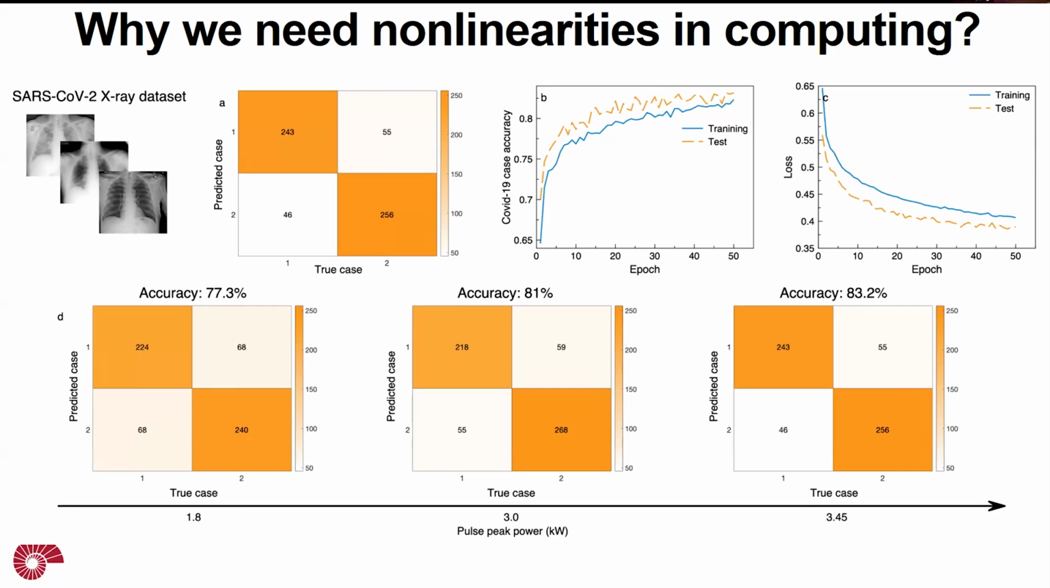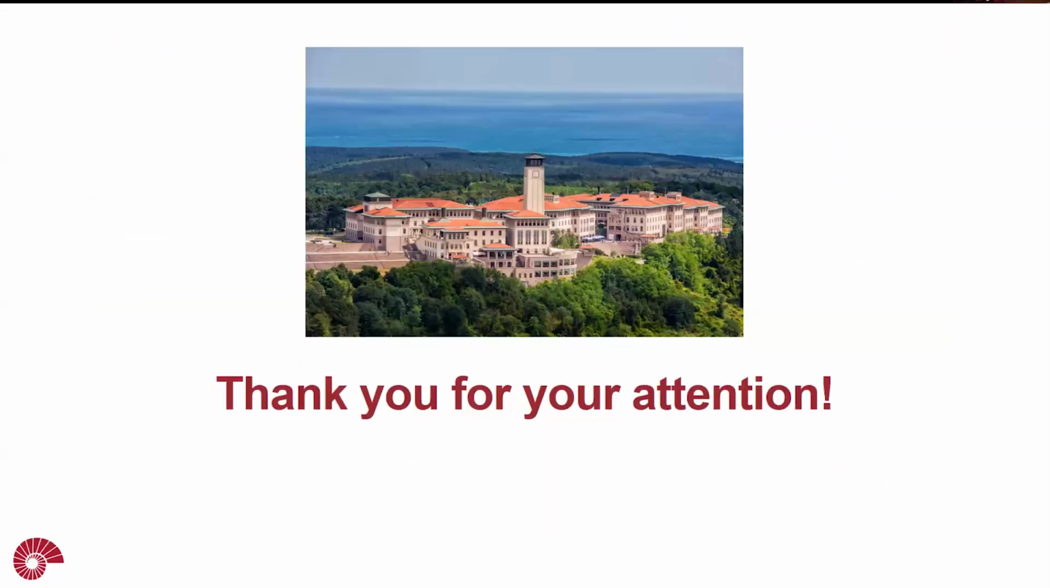And one thing, accuracy changes with laser power. Why? Nonlinearity. The strength of nonlinearity changes with laser power. Because of that, accuracy changes with laser power. So nonlinear optics is actually the reason we have these good accuracies. Thank you. This is the reason we need nonlinearities.